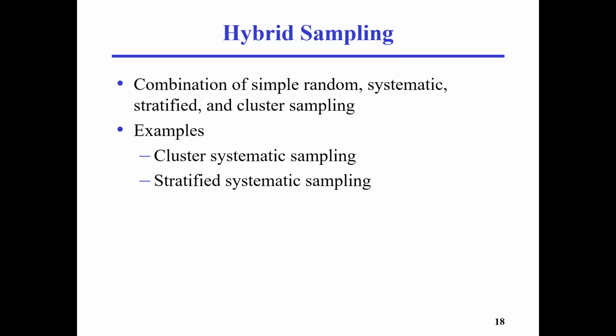So in the end, we have hybrid sampling, which means that we combine some of the methods I just introduced to create a more complex sampling method, right?